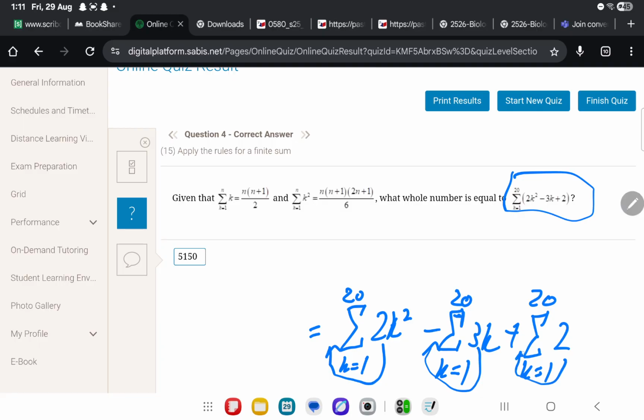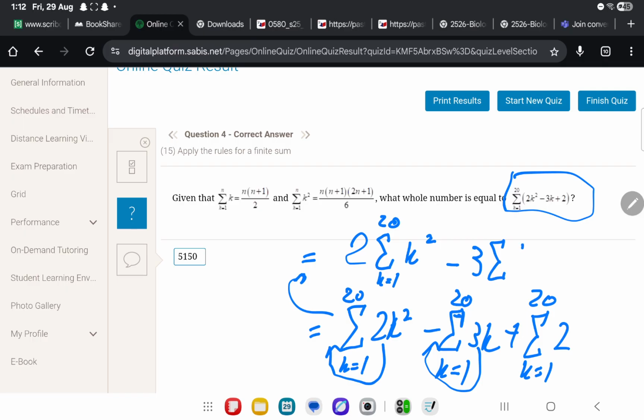Yani, you can take this constant out and have 2 multiplied by the sum of 1 from 1 till 20, but that's useless. Why would you need to do that? So only take them out when you have variables, for your own convenience. So this is actually going to equal 2 multiplied by the sum of k equals 1 till 20 of k squared, minus 3 multiplied by the sum of k from k equals 1 till 20, plus the sum of 2 from k equals 1 till 20.